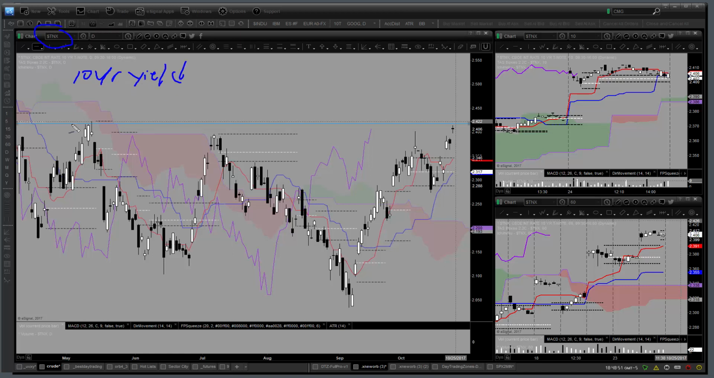Can we agree that it's at resistance? It is, right? You could say this is really at a critical level here, right? Okay. If the 10-year yield goes up, okay? It goes up, right? What else goes up?